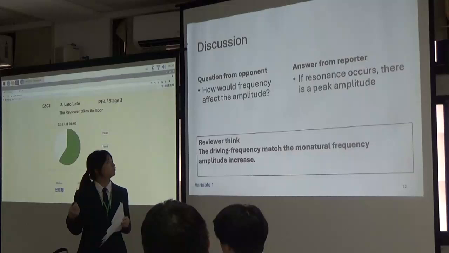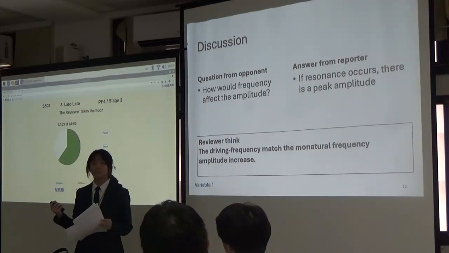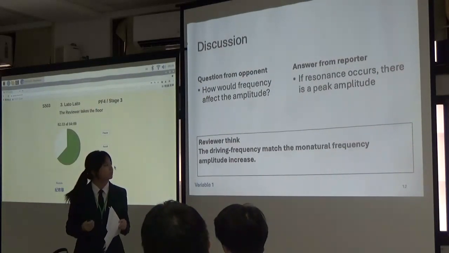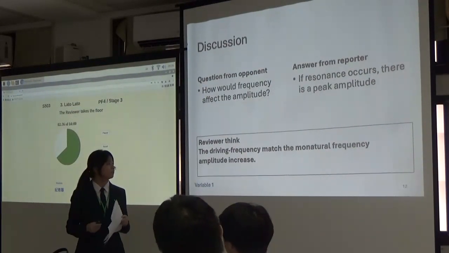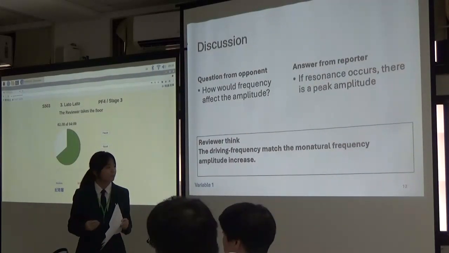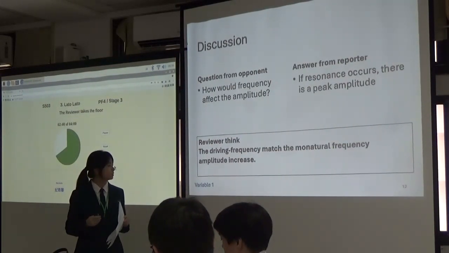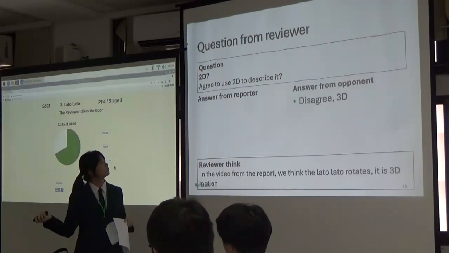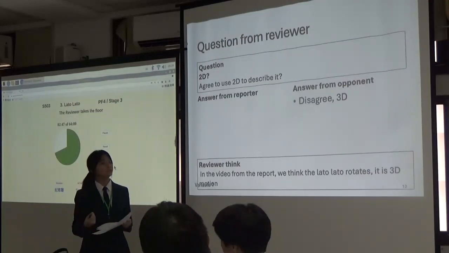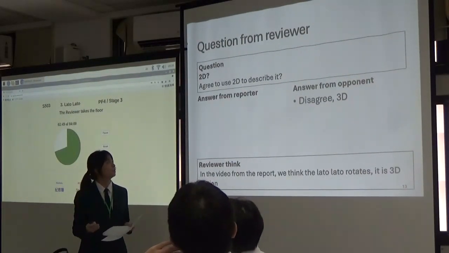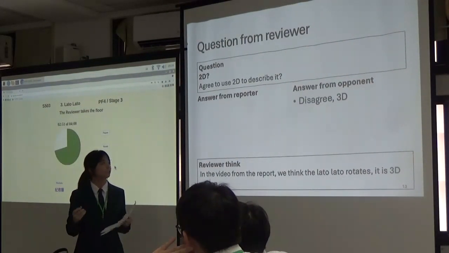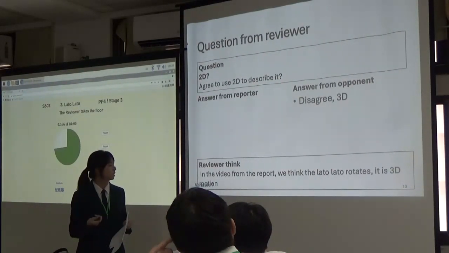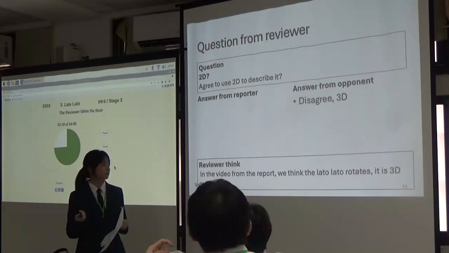And how would frequency affect the amplitude? She said if resonance occurred, there is a peak amplitude. And we think that when the driving frequency matches the natural frequency, the amplitude will increase. And I asked, did the opponent agree to use 2D motion to describe it? They disagree, and I agree with the opponent, for the same reason as in the video from the report.